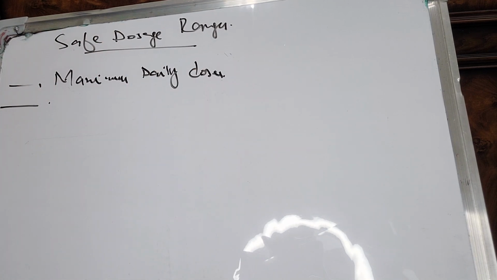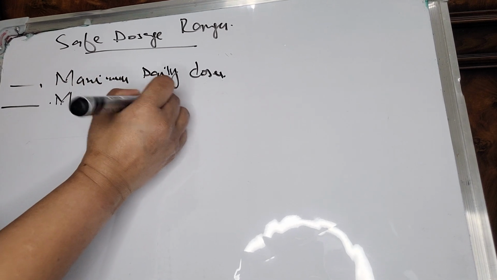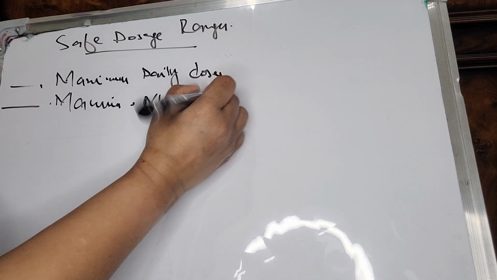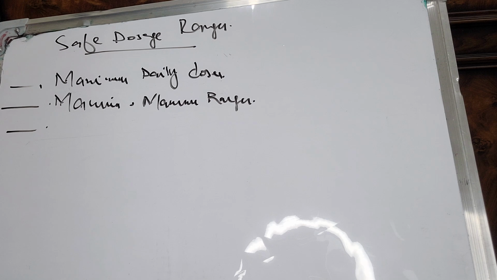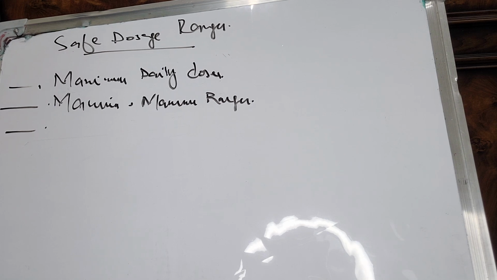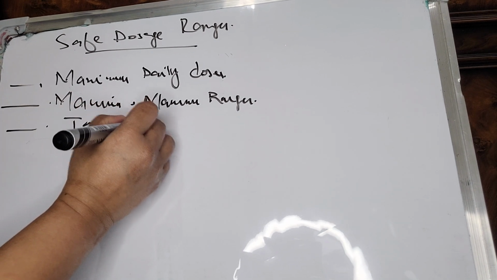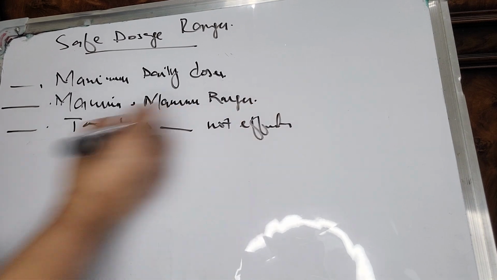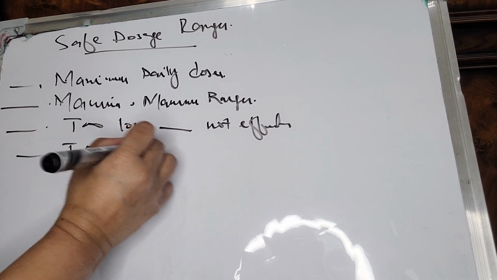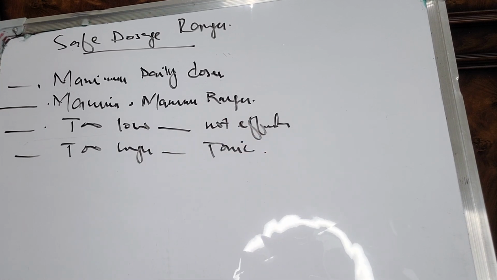Then the maximum ranges, that also the nurse should know. The minimum and maximum range means if the medicine dose is too low it is not effective, and if it is too high it will be toxic, not good for the patient. So the nurse should know about this.